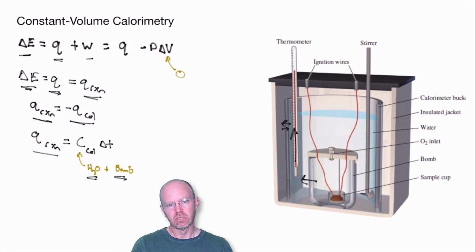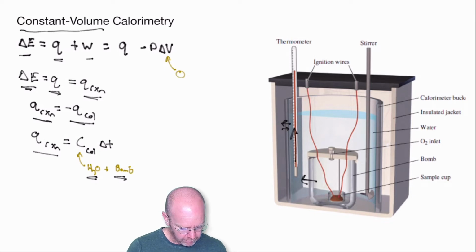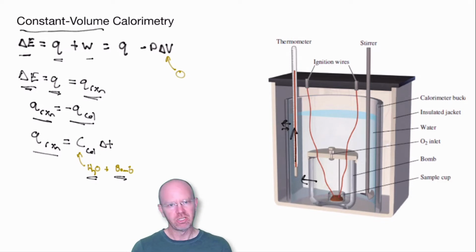So oftentimes when you're asked questions about calorimetry, they will have already measured that calorimeter constant, and it's your job to figure out the heat flow or the change in temperature you expect for the calorimeter. Okay, so really important. When we're doing constant volume calorimetry, what we're measuring directly is the change in the internal energy, that delta E, which is equal to the heat or to the heat flow out of the reaction. Okay, that's where we are.